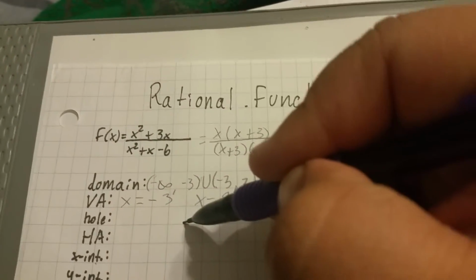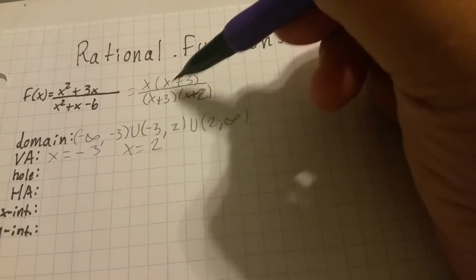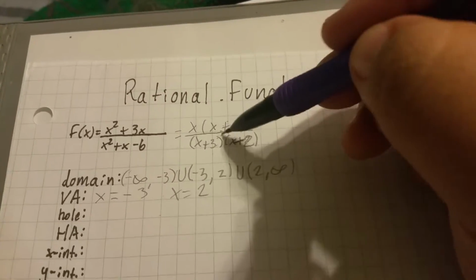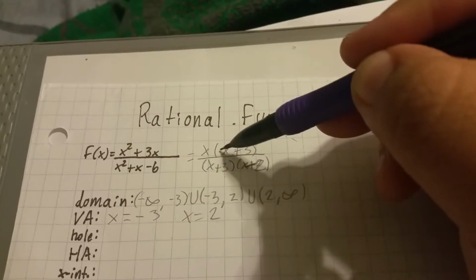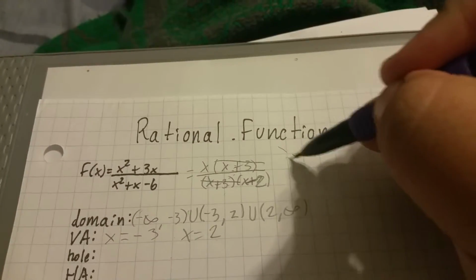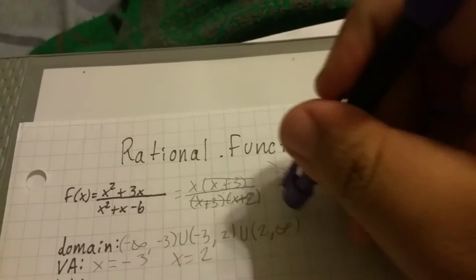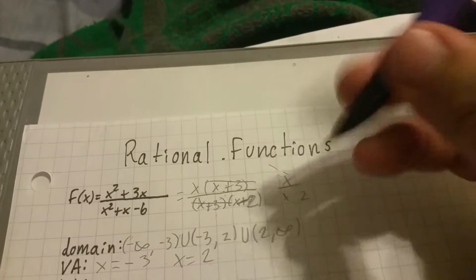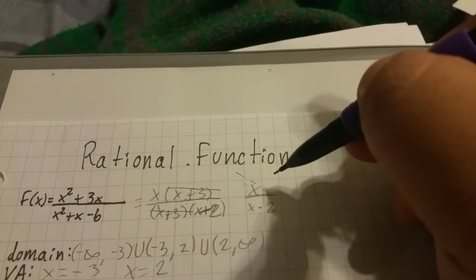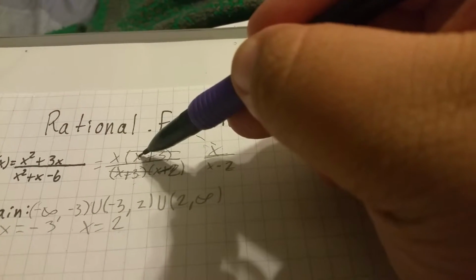Points of discontinuity are found through a common factor between the numerator and denominator, which in this case would be x plus 3. So you basically try to get rid of that, and you're left with x over x minus 2. Sorry, see, this is why you try writing it right the first time.